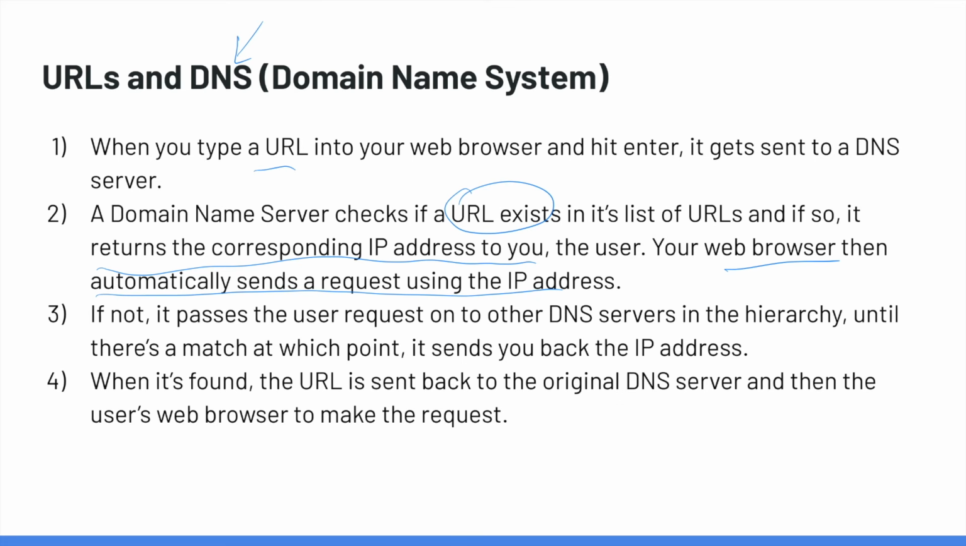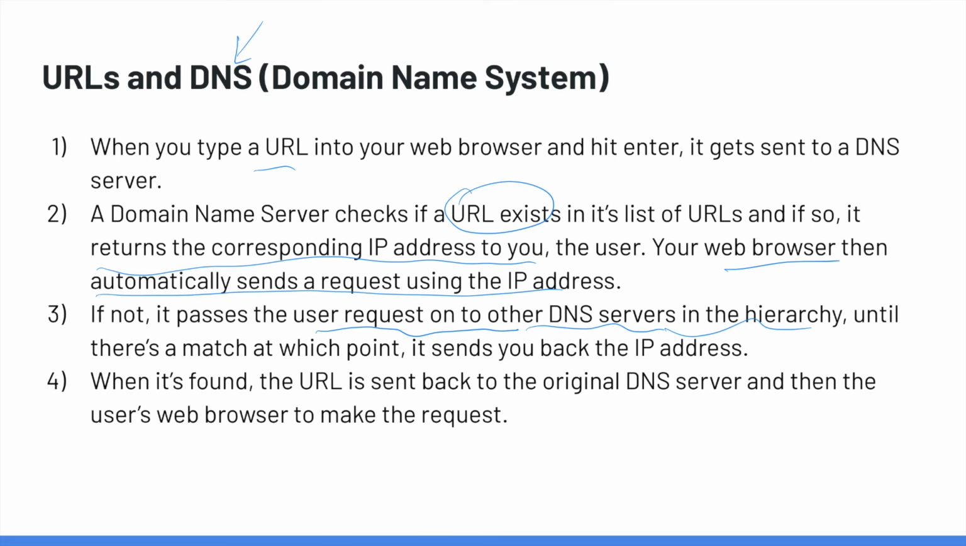But every domain name server has a fixed list of URLs and corresponding IP addresses. So if the URL you want to access is not found in the first domain server, it passes the user request onto other DNS servers in the hierarchy until there's a match, at which point it sends you back the IP address. There are a number of DNS servers out there that collectively hold all of the URLs that are on the internet. And if the first one doesn't contain the URL for the website you want to access, your request just keeps getting passed on to all the other DNS servers.